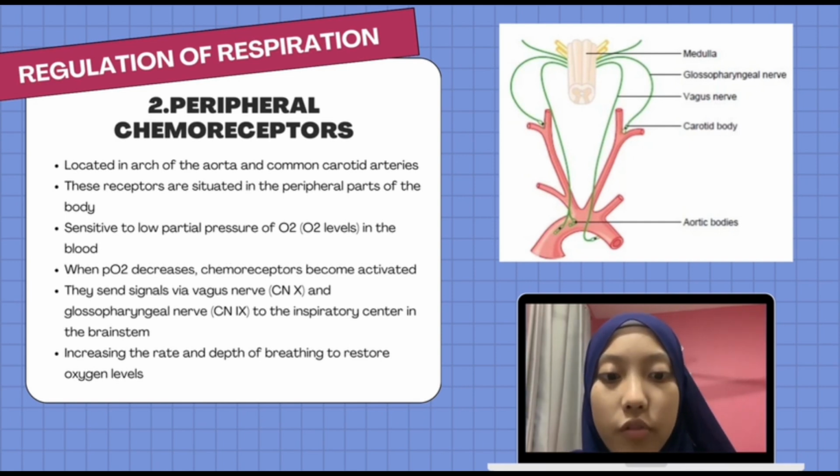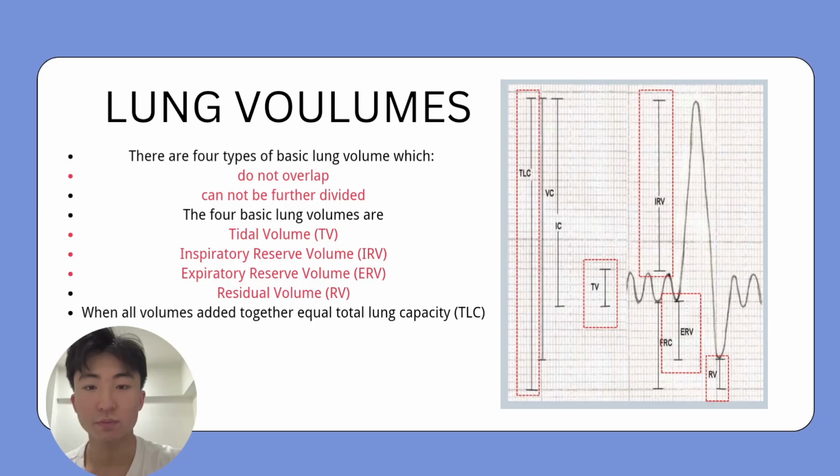When the partial pressure of oxygen in arterial blood falls, the peripheral chemoreceptors become activated. The carotid bodies send signals via the glossopharyngeal nerve, while the aortic bodies send signals via the vagus nerve to the inspiratory center in the medulla oblongata of the brainstem. This will increase the rate and depth of breathing to restore oxygen levels.